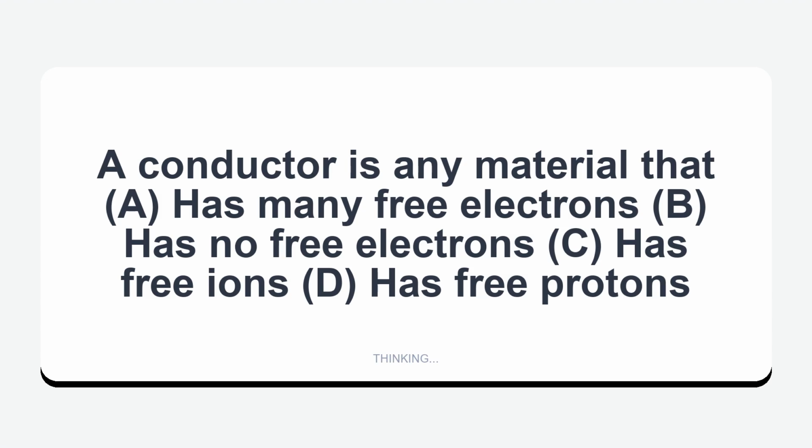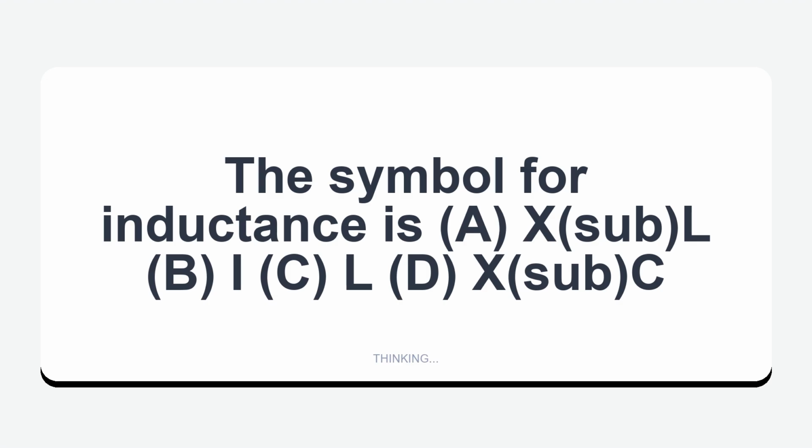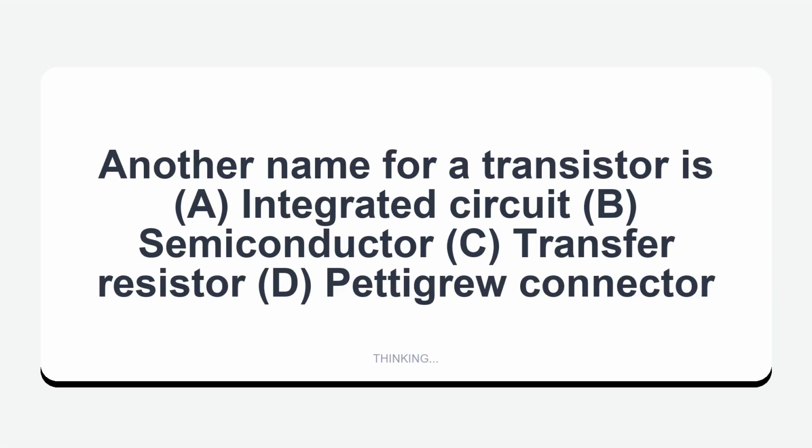A conductor is any material that A. has many free electrons, B. has no free electrons, C. has free ions, D. has free protons. A. The symbol for inductance is A. X sub L, B. I, C. L, D. X sub C. C. Another name for a transistor is A. integrated circuit, B. semiconductor, C. transfer resistor, D. Pettigrew connector. C.